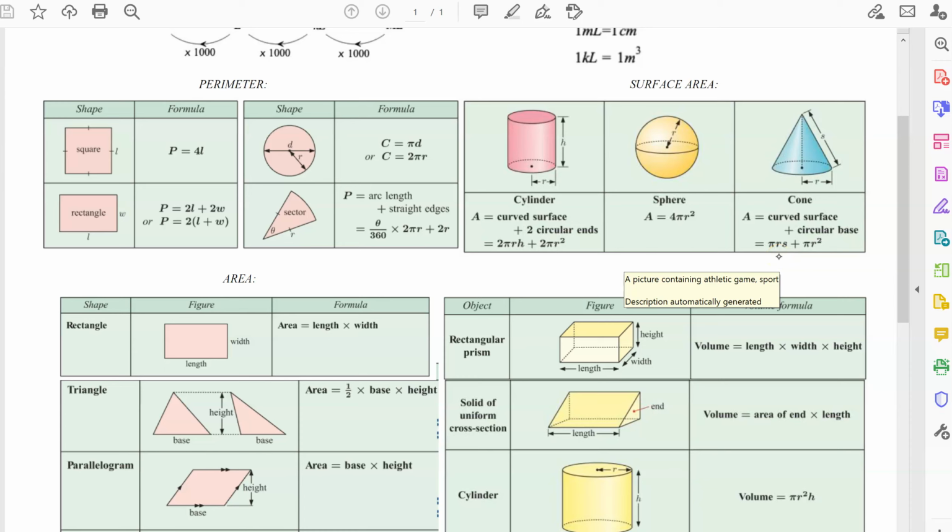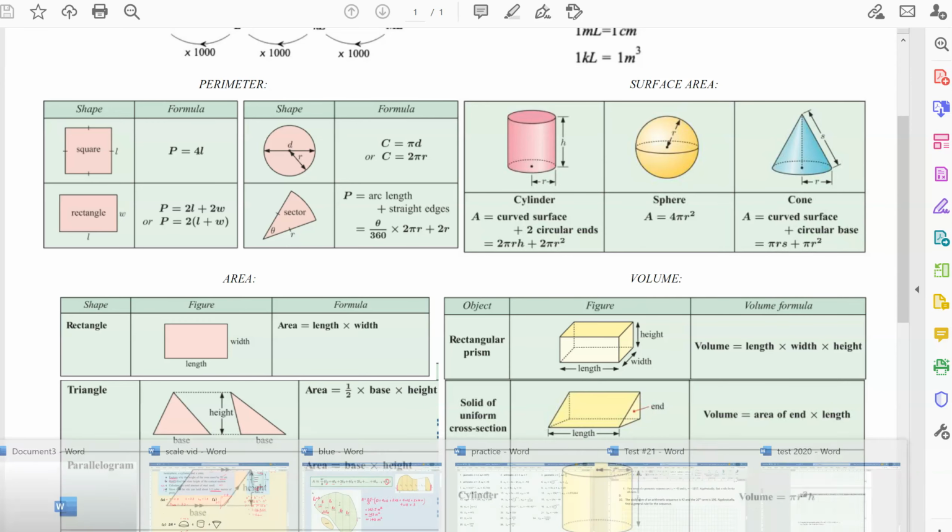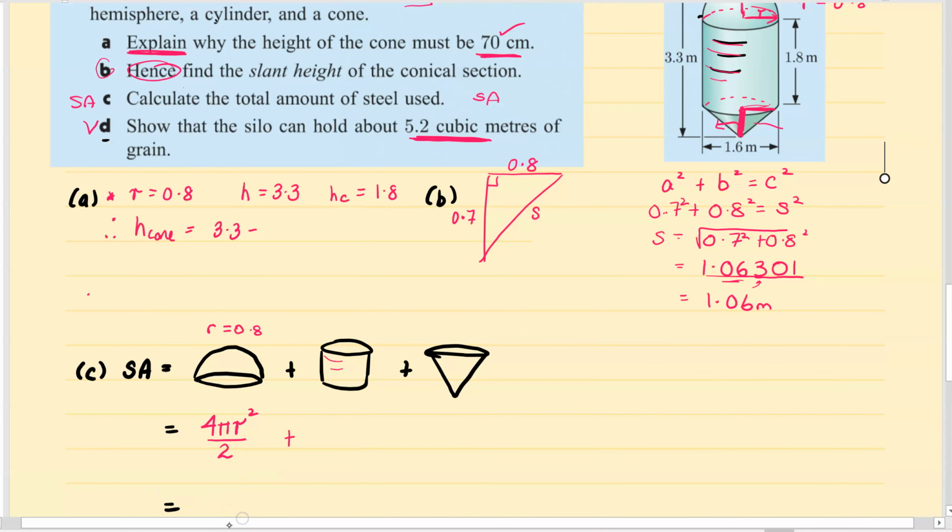Look at the cylinder, not the cone. There's a big tip, get the right one. This gives you the curved bit. This is the top and the bottom. Clearly, we only want the curved bit, the 2 pi r h, otherwise the grain wouldn't be able to go all the way through. So we're going to say plus 2 pi r h, okay?